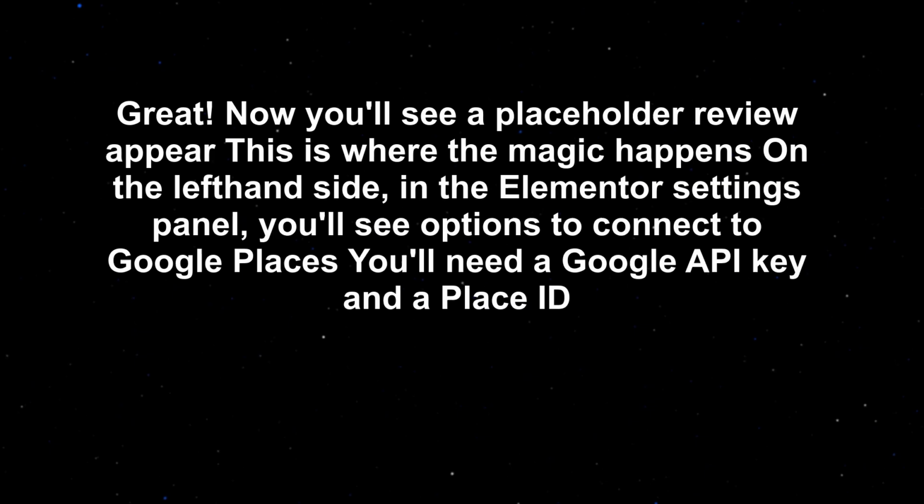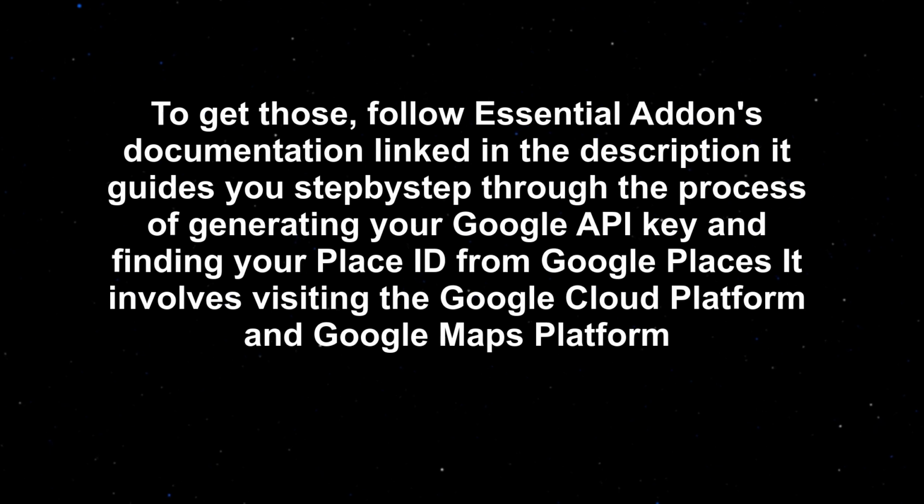This is where the magic happens. On the left-hand side, in the Elementor settings panel, you'll see options to connect to Google Places. You'll need a Google API key and a Place ID. To get those, follow Essential Addons documentation linked in the description.